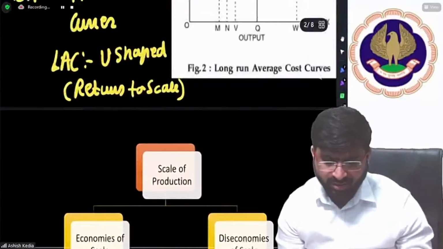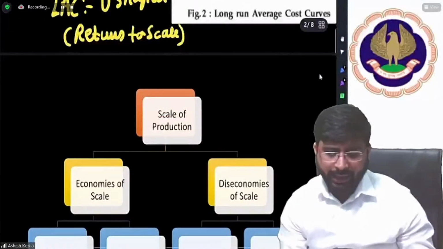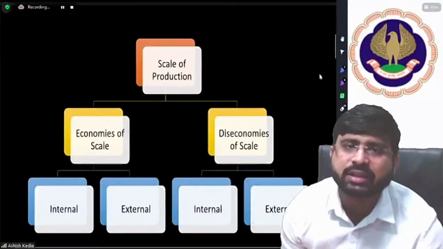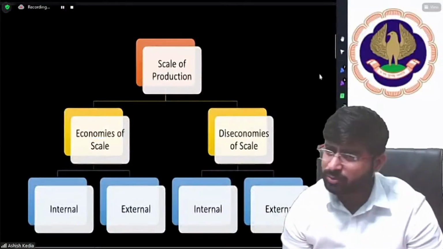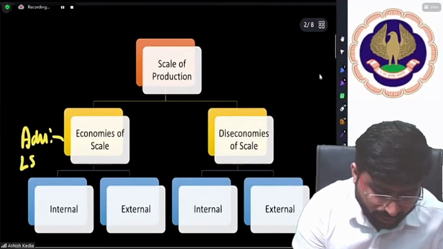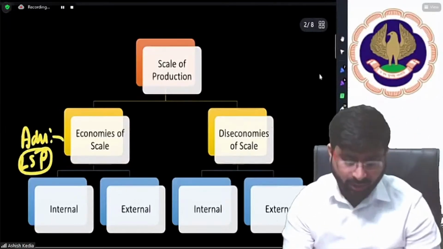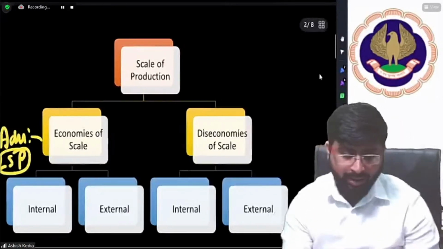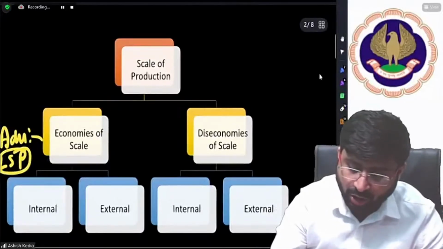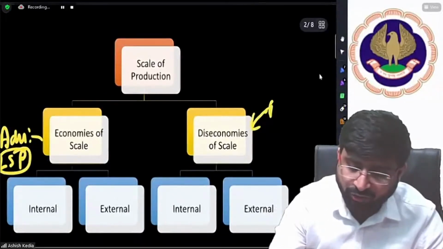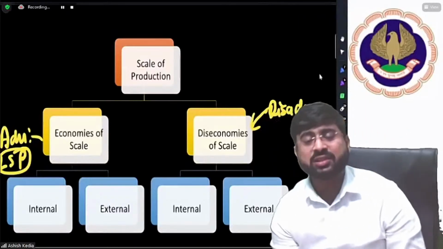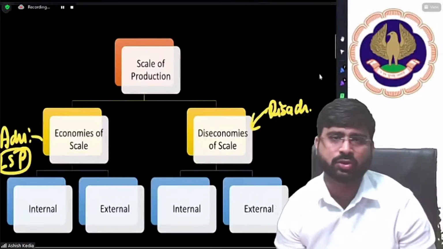Now, what is this returns to scale? Actually, when you produce on a large scale, there are certain advantages that arise to a business firm. I will explain each one, don't worry. But those advantages that happen due to large scale production in the long run are called economies of scale. But beyond a certain optimum level, if you keep going on, then instead of advantages, you start suffering disadvantages. Such disadvantages are called diseconomies of scale.